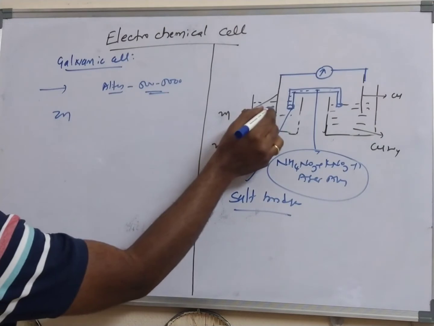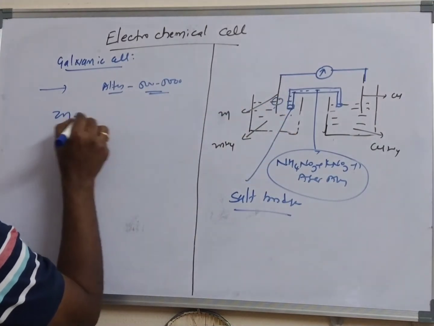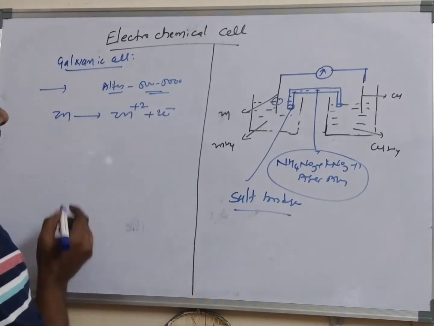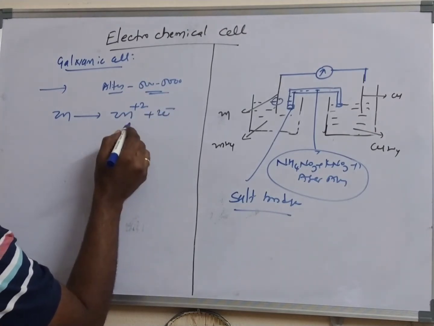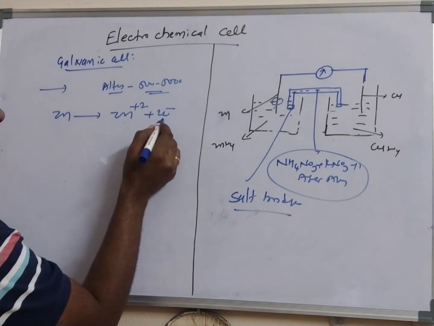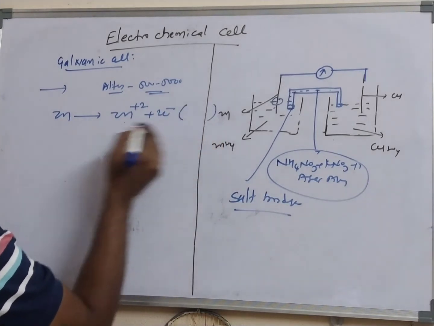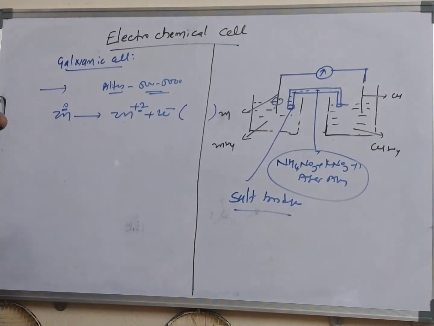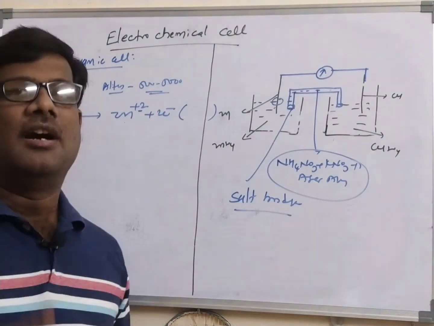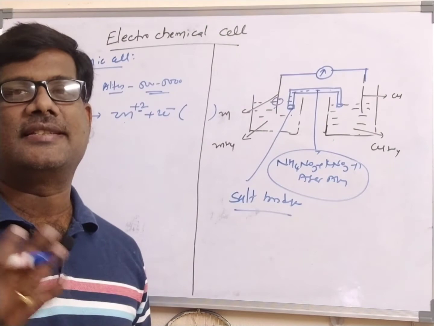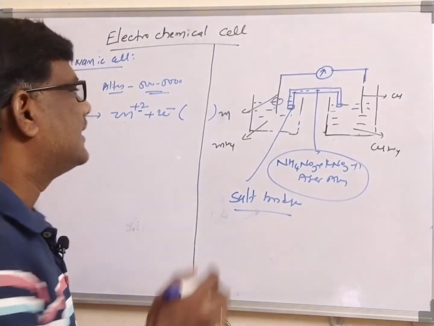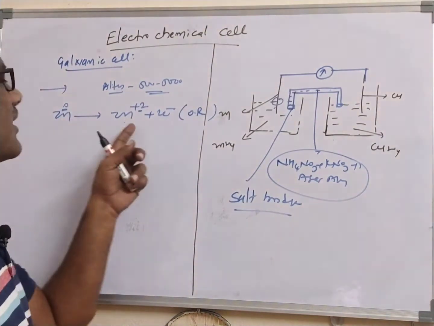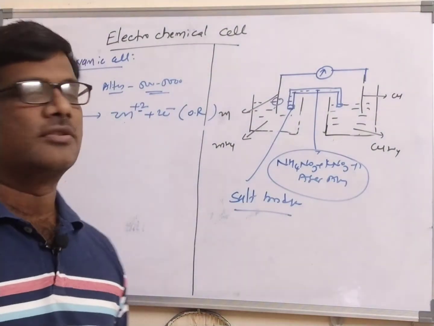The zinc rod you have here undergoes oxidation and converts into zinc plus 2 and 2 electrons. Zinc loses the 2 electrons and converts into zinc plus 2. Already we are very familiar: the oxidation state of the zinc is 0, and now it is plus 2. 0 to plus 2 is nothing but an increase in oxidation state. An increase in oxidation state is called an oxidation reaction. So zinc undergoes oxidation and converts into zinc plus 2.